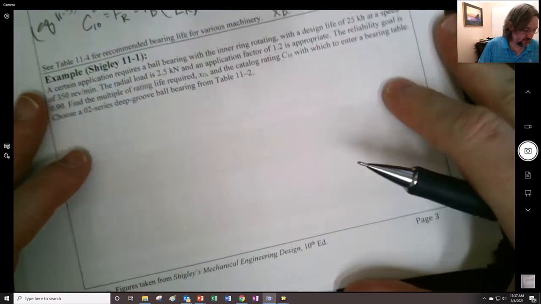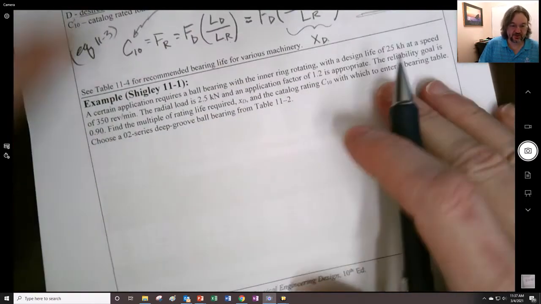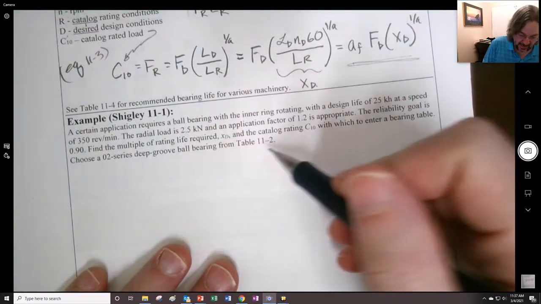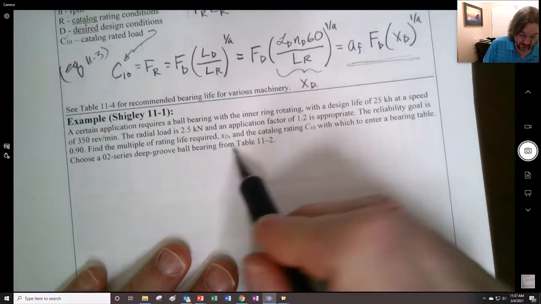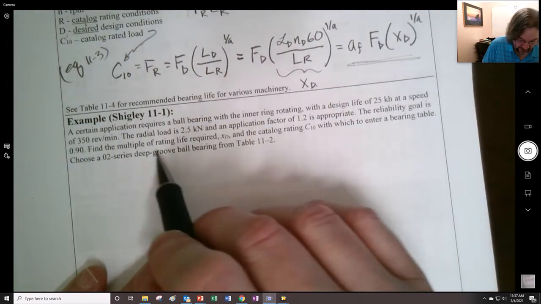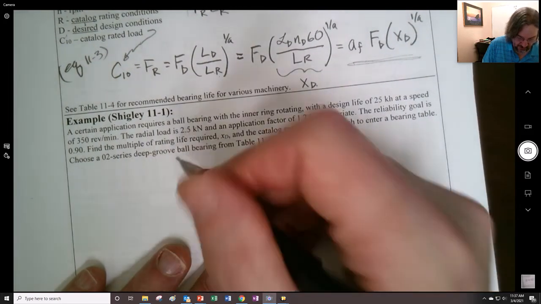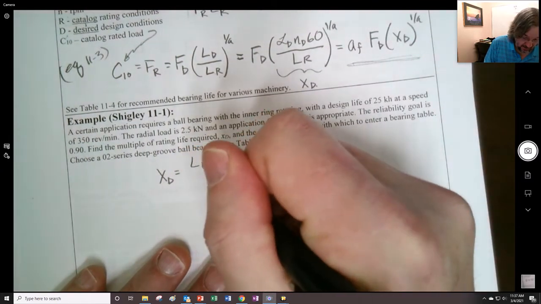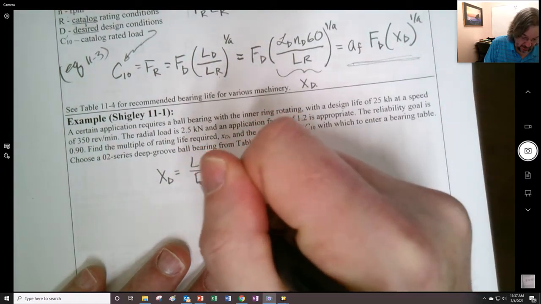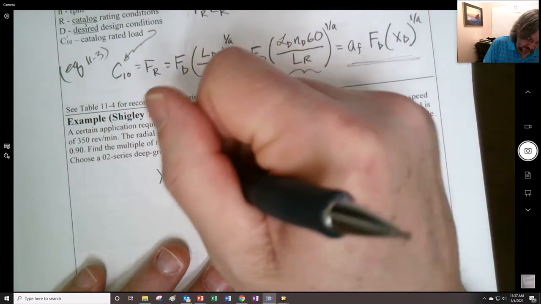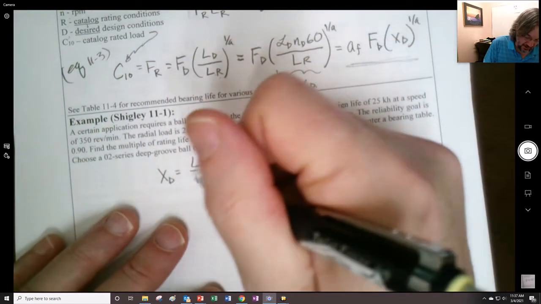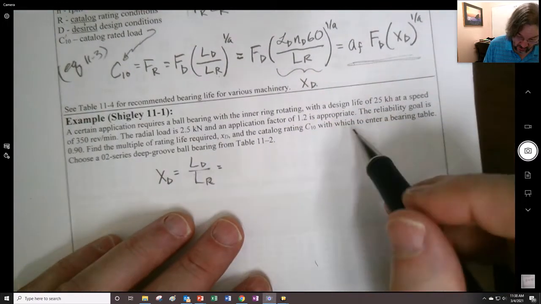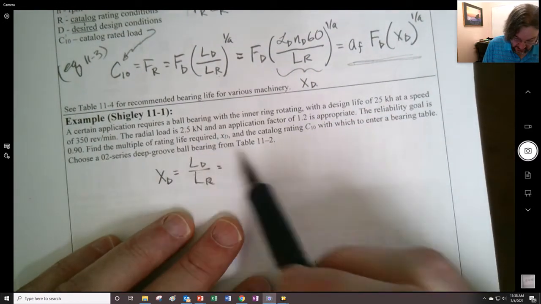So let's go to the problem right here. The first thing that we're going to do is get this XD that I referred to. They're asking for this multiple rating life, and XD is simply going to be LD over LR. I don't know why I started to make that an F by accident. Okay, LR.